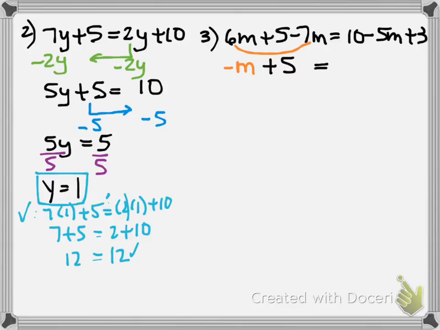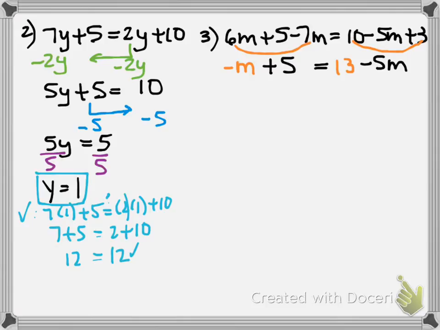What about on the other side? What do they have that's the same? The constants. So I have 10 plus 3. What's 10 plus 3? Signs are the same, so I add and I get 13, and then I have minus 5m. At this point, each side is simplified. There's nothing more I can do to each side. So now I'm ready to do opposite operations.